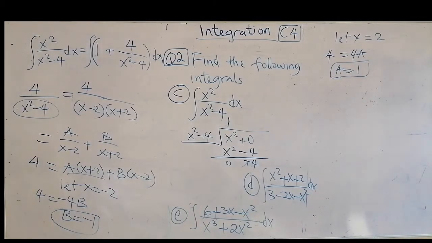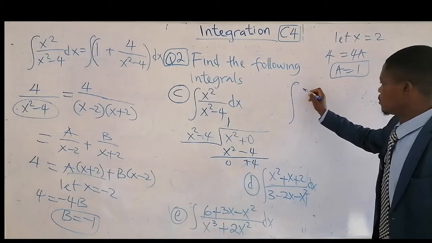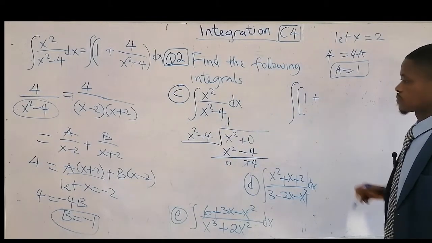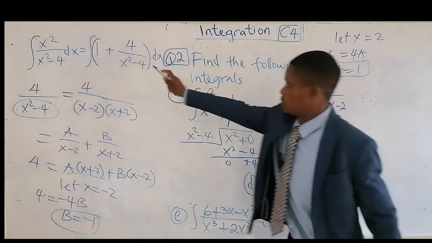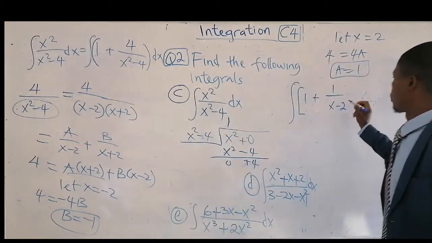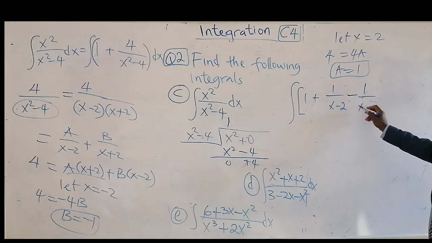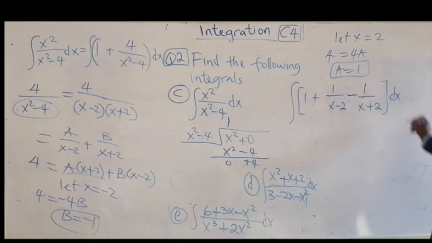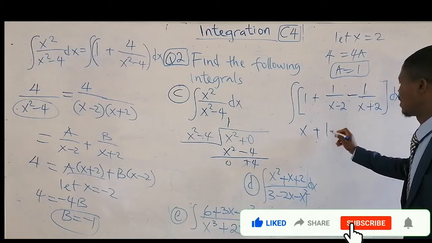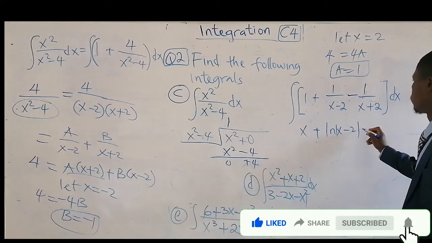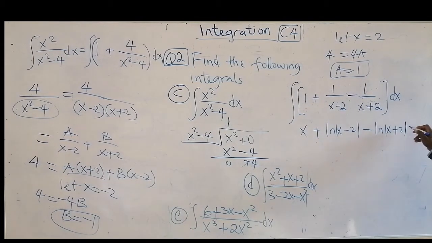A is 1. So what we now do is go back to this place. So now the integral of 1 plus, our A is 1 over x minus 2, then plus, B is minus 1 over x plus 2 dx. So the final answer will just be the integral of this is this, plus the integral of this is ln x minus 2, then minus the integral of this one is ln x plus 2 plus c.